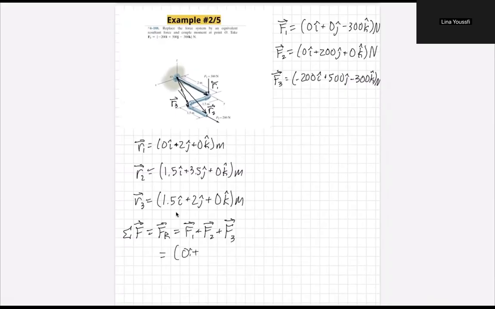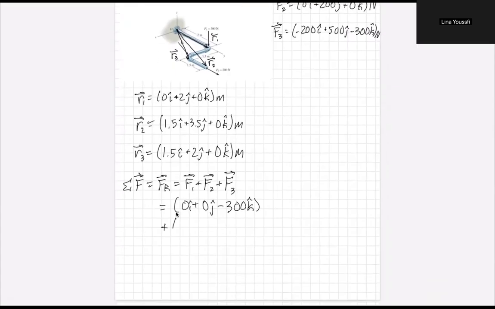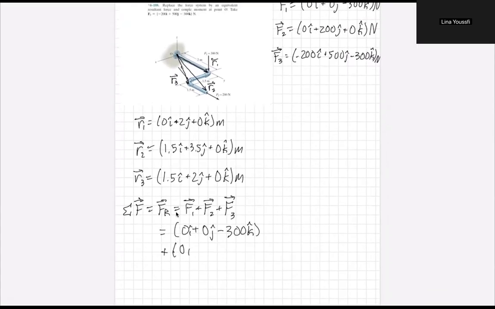0 I hat, 0 J hat, negative 300 K hat, plus 0 I hat, plus 200 J hat, 0 K hat, negative 200, 500, and negative 300.